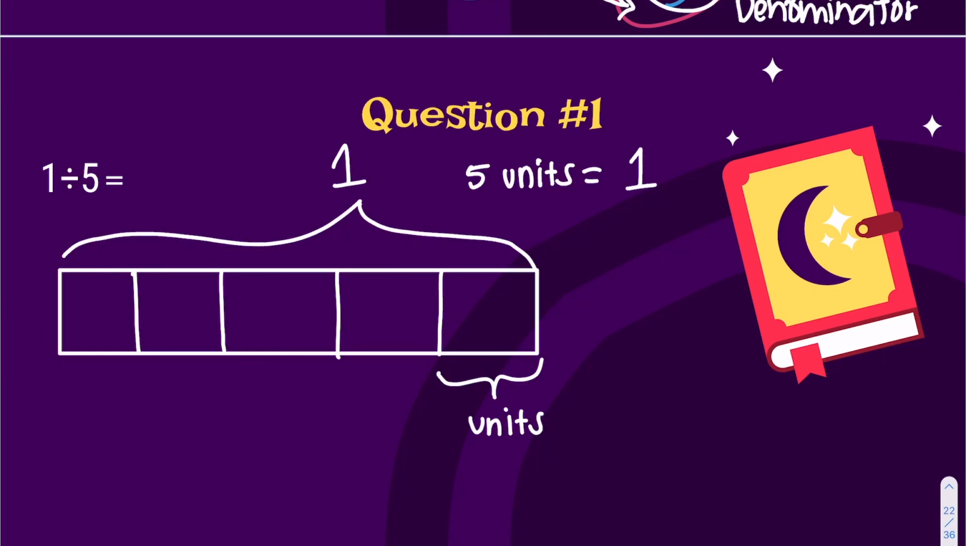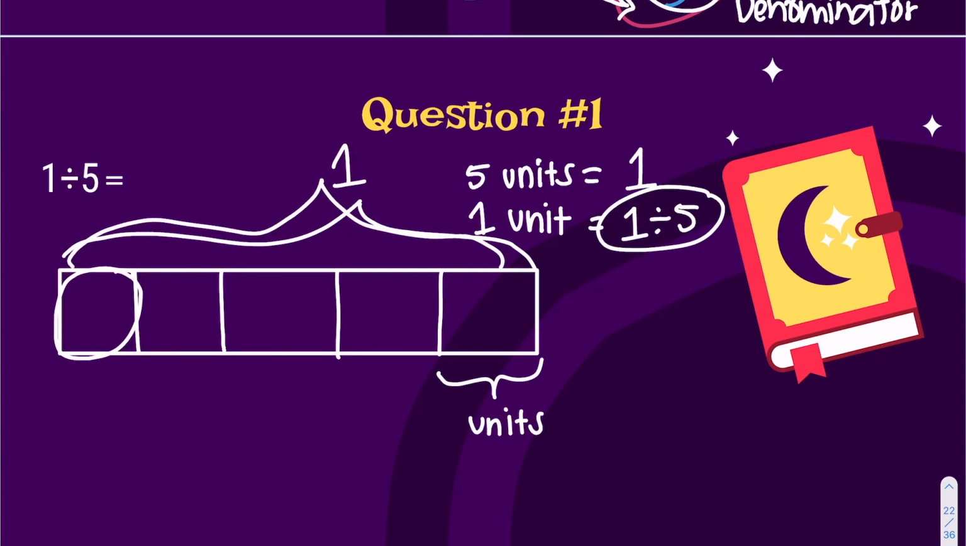Okay? But 1 unit is equal to 1 divided by 5. And we do 1 divided by 5 because this is our 1 and we split it up into 5. Okay?